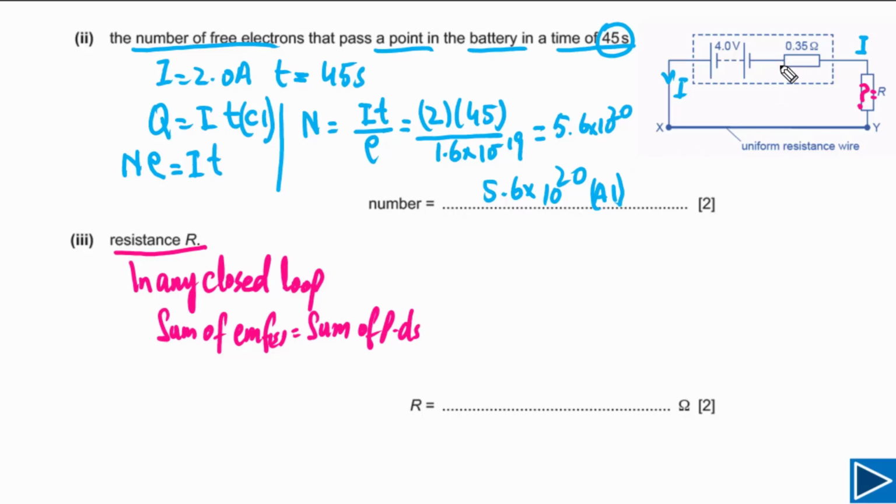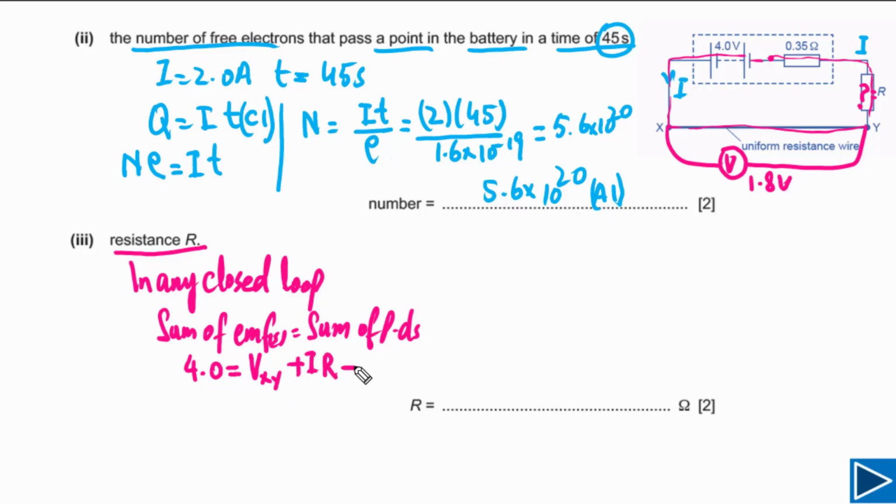Potential difference. If we look at this closed loop now, we can first draw this loop. This is just one loop, so let's redraw it. In this loop, we only see one EMF, and that is 4.0 volts. Now, if we go across this wire, the potential difference across this wire is given in the question, and the value of that is 1.8 volts. So we can write VXY, the potential difference across this wire, plus the potential difference across the resistor. We can say this resistor is small r because this is internal resistance. We can denote this one with small r.